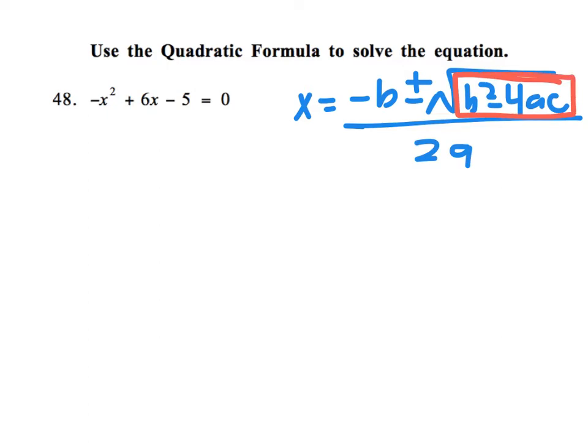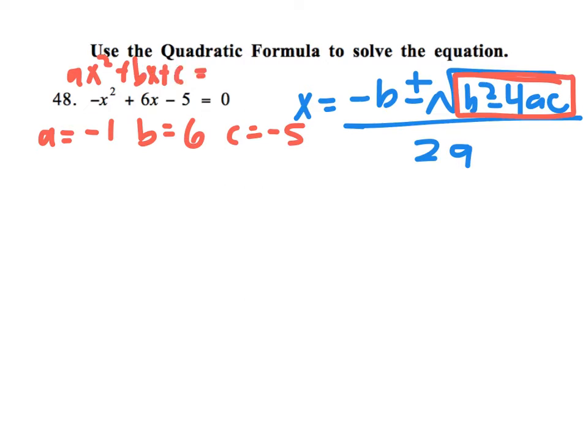So the first thing I need to do is figure out a, b, and c. I know a is -1, b is 6, and c is -5. As a reminder, it's ax squared plus bx plus c, all equal to 0. So a is your number in front of x squared, b is in front of x, and c is the one on its own. We're going to plug that all into b squared minus 4ac.